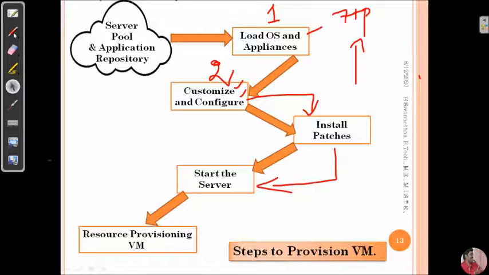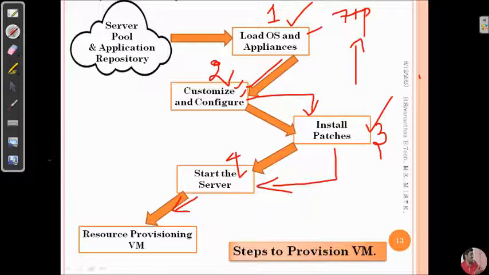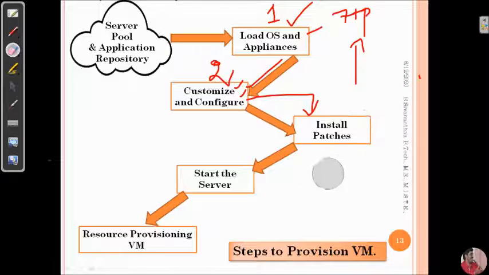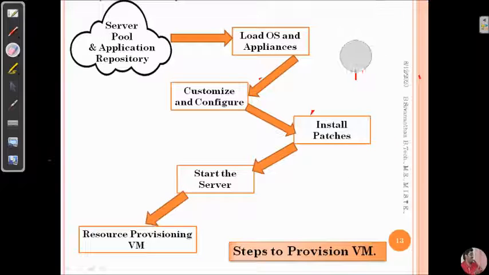So these are the steps. What is the first step? We need to load the OS and appliances, the second step is to customize and configure, the third step is to install the patches, and the fourth step is to start the server. Once the server has started, we give the server to that particular environment for providing the services to the cloud users. So these are the four steps that are followed in order to provide the virtual machine environment, in order to provide virtualization.